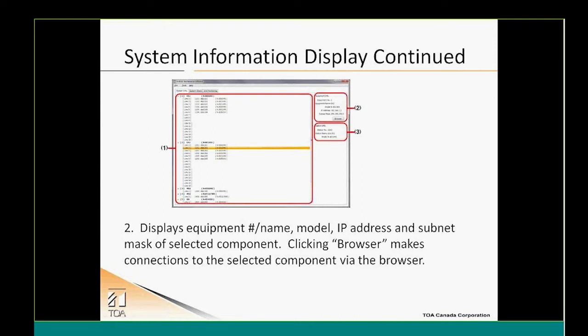In Section 2 of the System Information Display, it displays the equipment number, name, model, IP address, and subnet mask of the selected component. Clicking the Browser button makes connections to the selected component via the browser. If you're familiar with the browser, you'll notice that the maintenance software has the same options and functions that the browser has. But the main difference is, with the maintenance software, you're able to hit multiple components at the same time, as opposed to the browser where you're only signing into that one component.